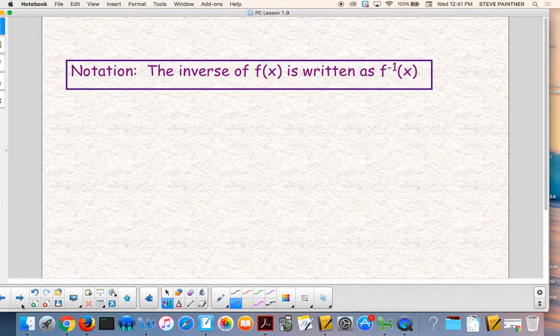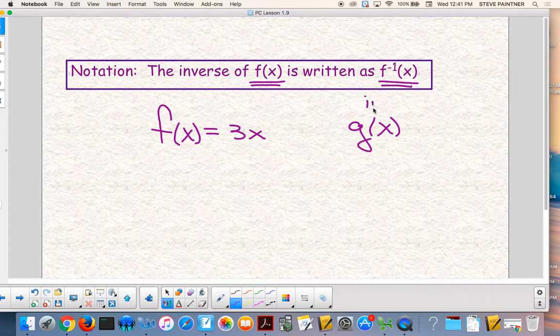Oh, this is just a quick comment. It says notation. The inverse of f of x is written f to the negative 1 of x. So this is what? The inverse of this. Now, do you remember when I started class, I said f of x equals 3x. And then I think somebody said g of x, the inverse. The inverse of that is what? X over 3. Didn't we say x over 3?